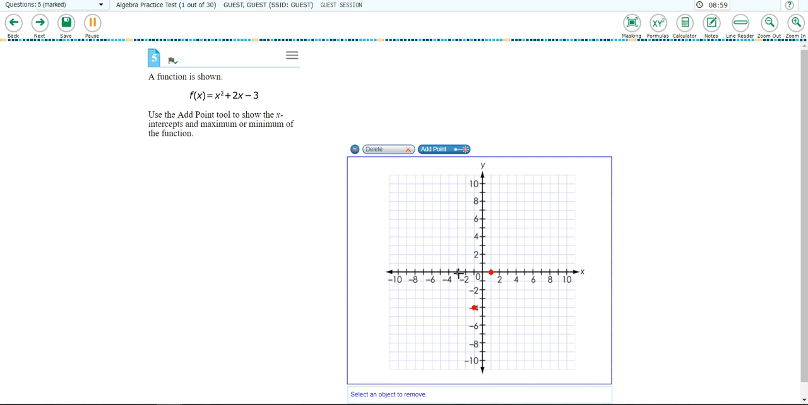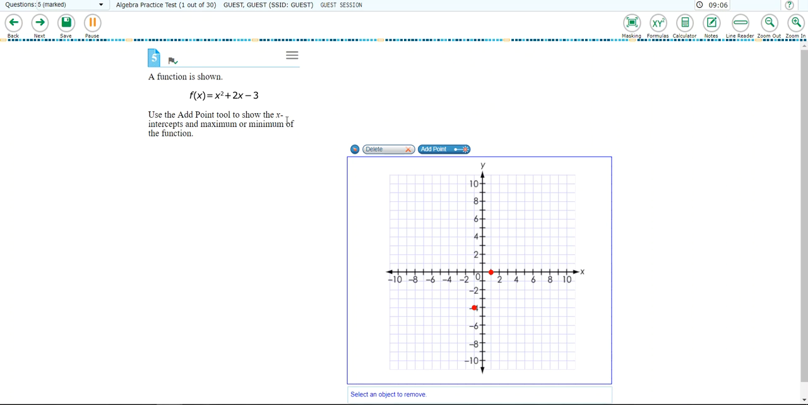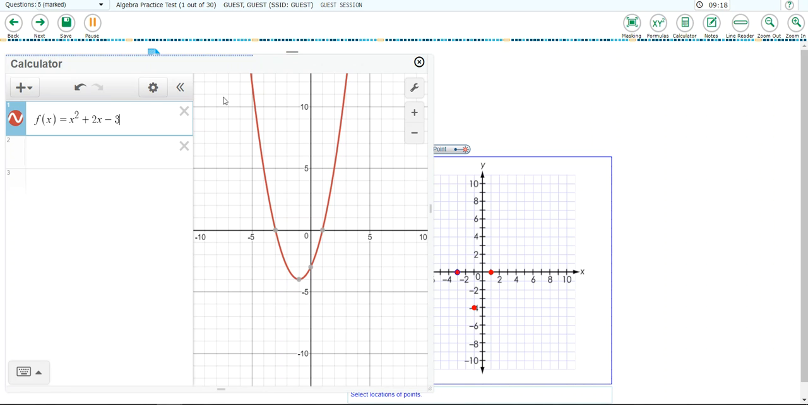Now what if we deleted one of these? Score it. Get 0 out of 1 point because we missed it. So that's why you have to make sure that if you put the points in for the x-intercepts and either the maximum or minimum. And that's why the calculator is going to be real handy for you, because it will allow you to graph.